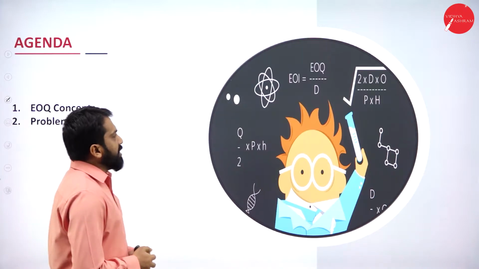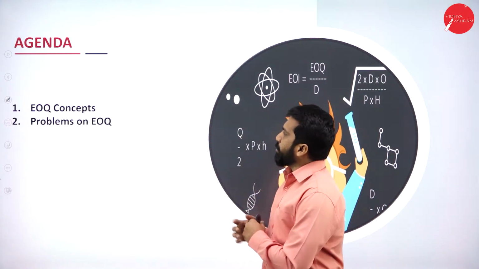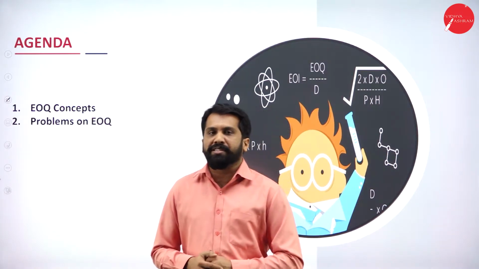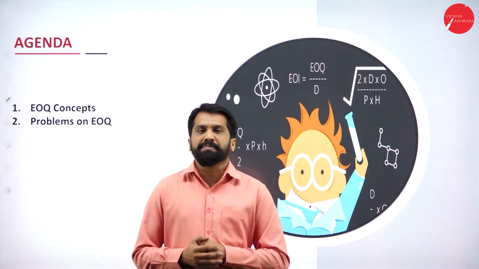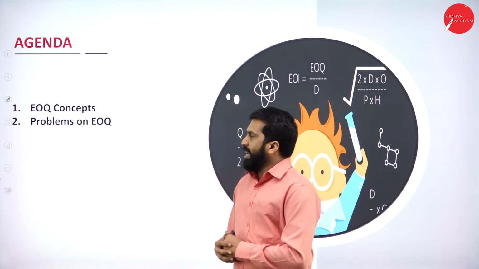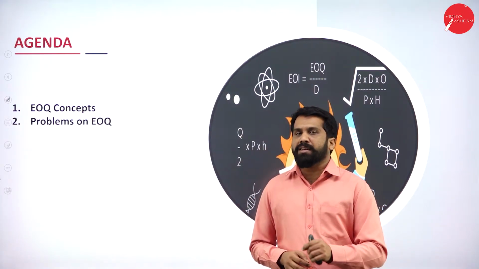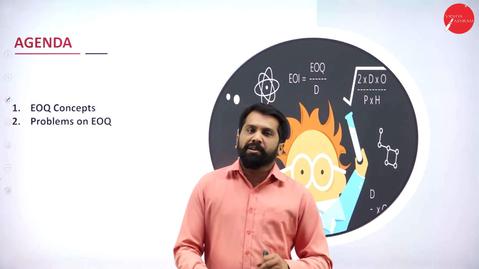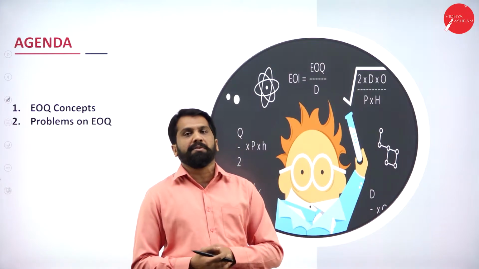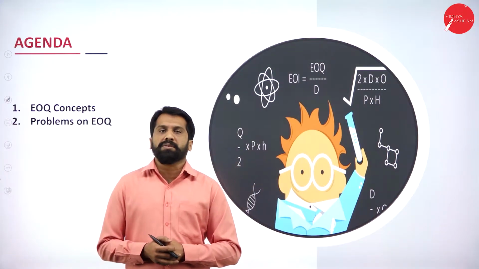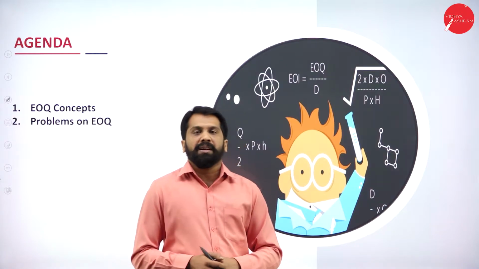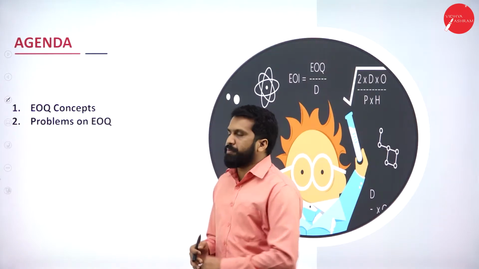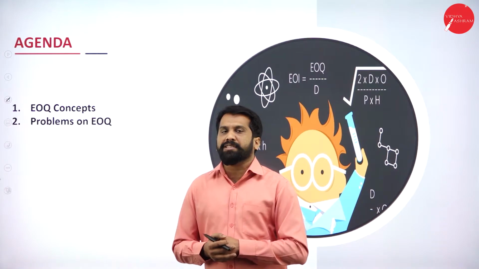Now, the agenda is very simple. The agenda is EOQ concepts as well as problems on EOQ. First, we will understand the EOQ concept. Later, we'll go for the problems. Now, EOQ stands for what? Economic order quantity. So I'll give you a simple example. Hopefully I explained to you in session 2 of your cost accounting, your chapter 2, session 2, everything about EOQ. Now, again I'll give you a small introduction about EOQ so that you will understand better.